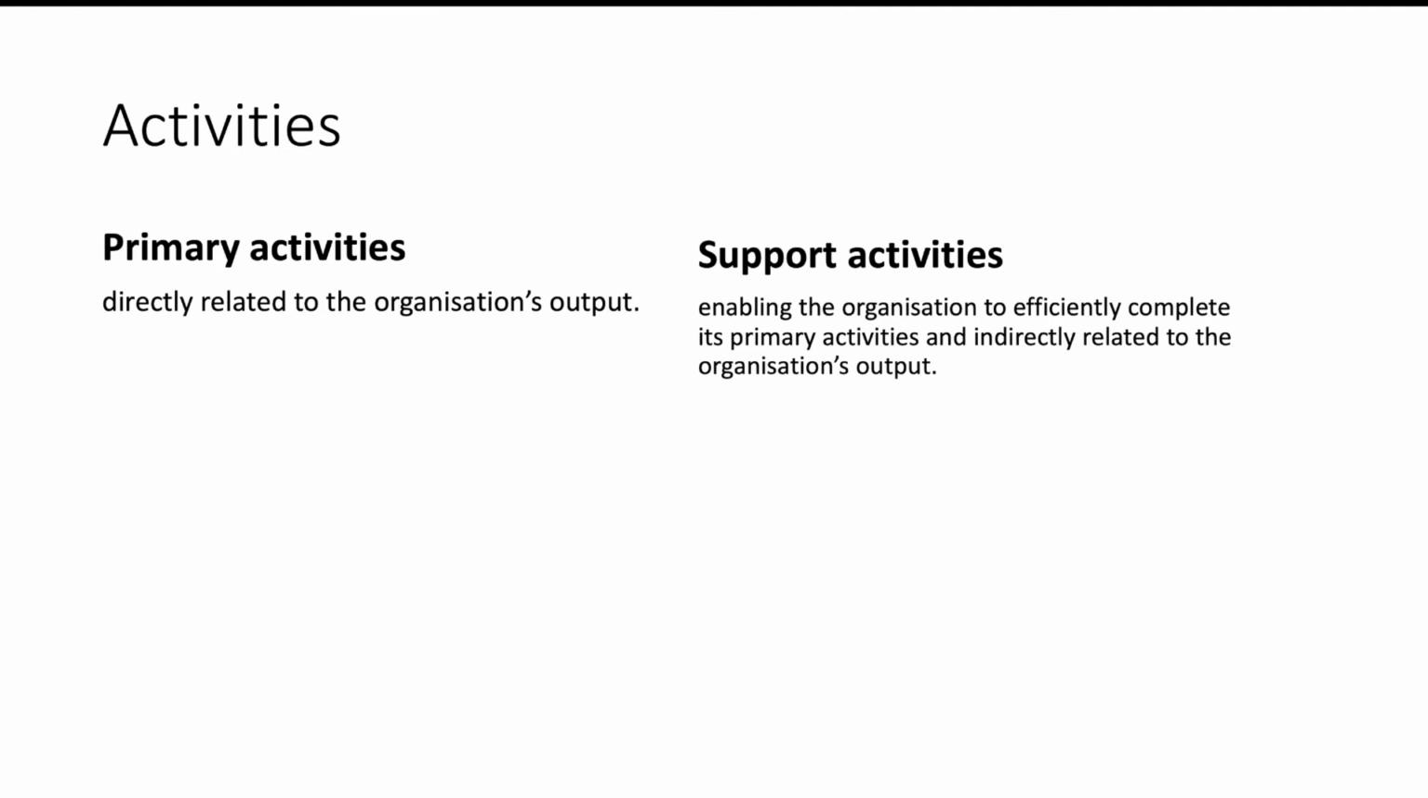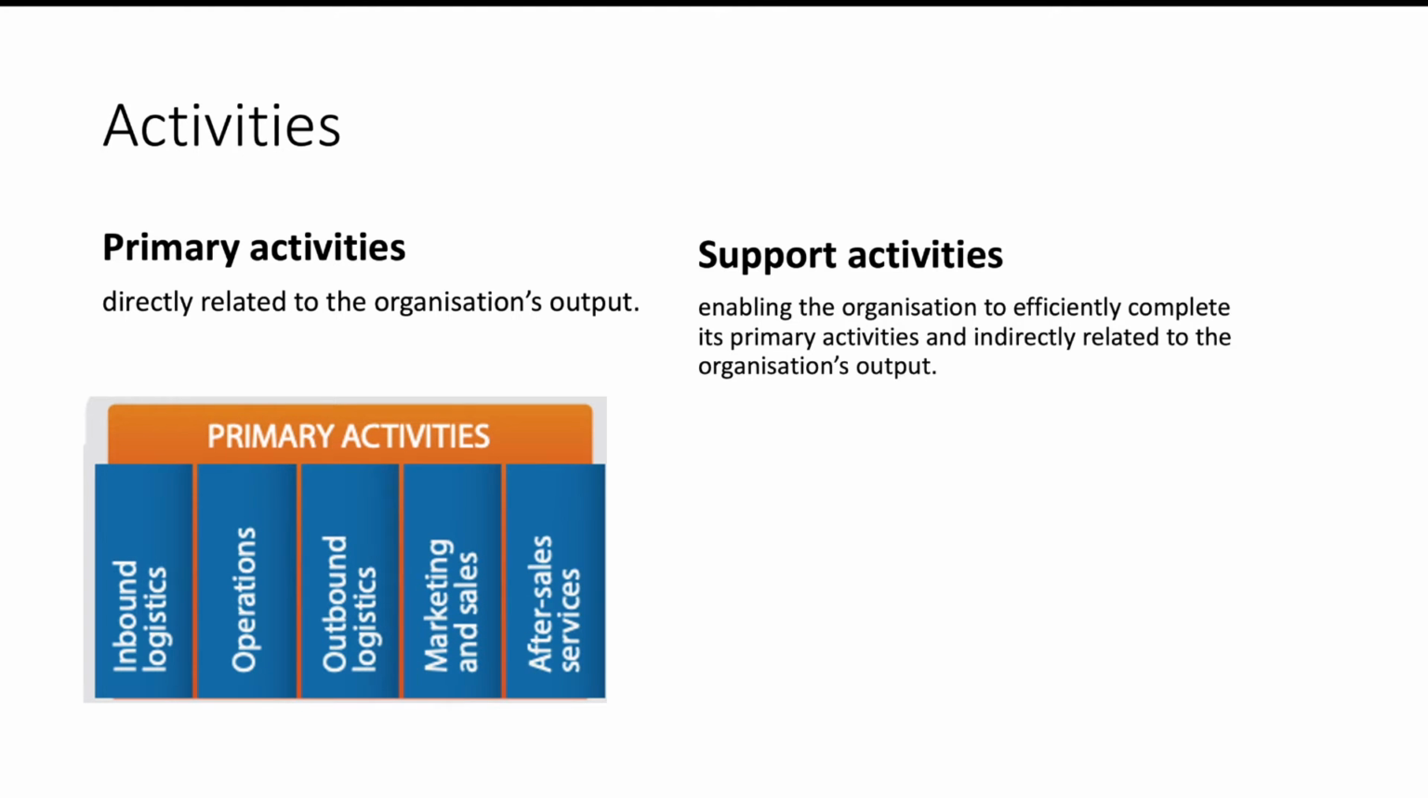Now let's start with the other thing. There are different kinds of activities in this value chain process. One is primary activities, the other is support activities. Let's go into a little bit of detail. The primary activities are directly related to the organization's output. Just keep this in mind: directly related. But the support activities are not directly related to the product; they enable the organization to efficiently complete its primary activities and are indirectly related to the organization's output.